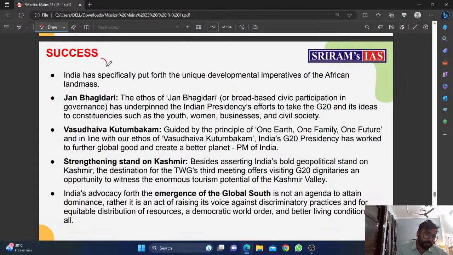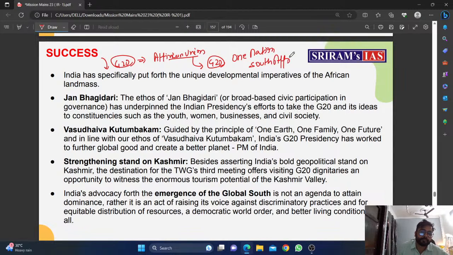In this G20 summit, India has proposed to add the African Union, because from Africa in G20 only one nation is a member, and that is South Africa. So India wants this unique developmental imperatives of G20 to reach the African landmass.